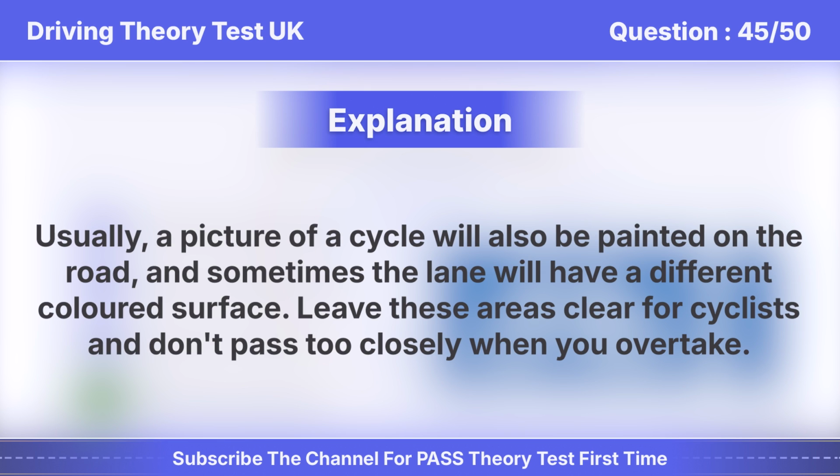Usually, a picture of a cycle will also be painted on the road, and sometimes the lane will have a different colored surface. Leave these areas clear for cyclists and don't pass too closely when you overtake.